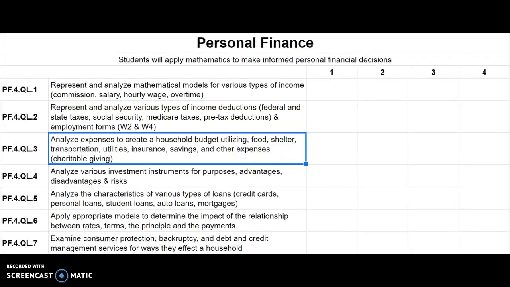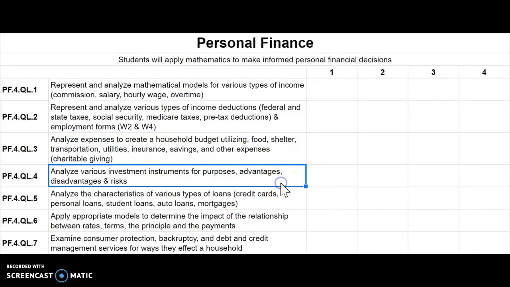The next thing you want to do is create a household budget. You could for sure use the budget that you used in the budget challenge to upload right here. You'll need to adjust it just a little bit for your project, but for the most part it would fit this criteria.